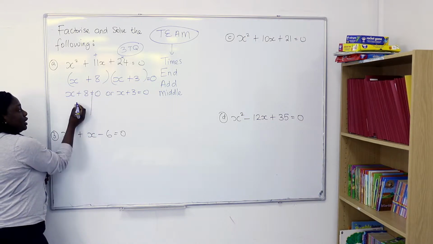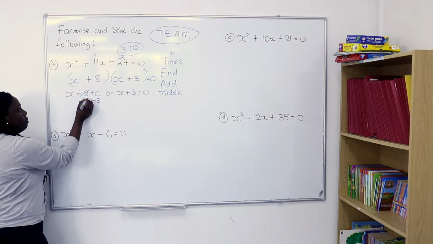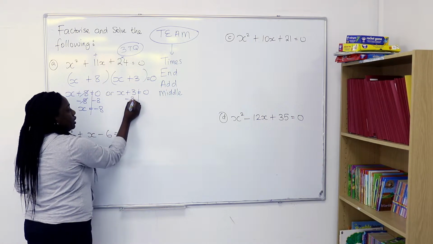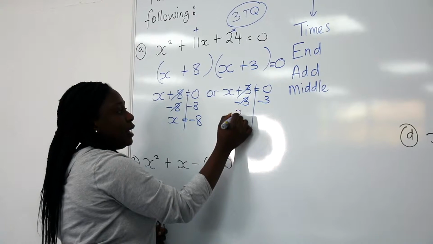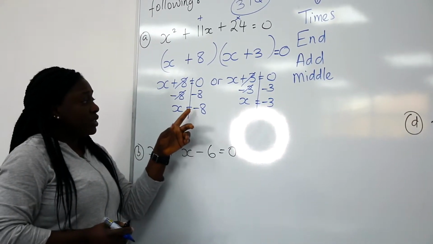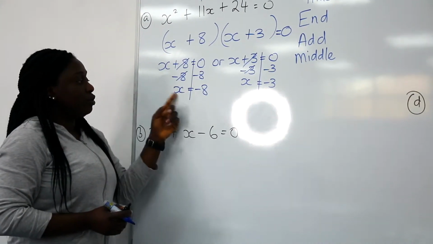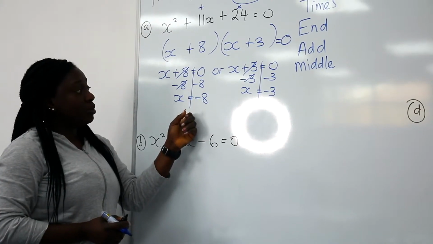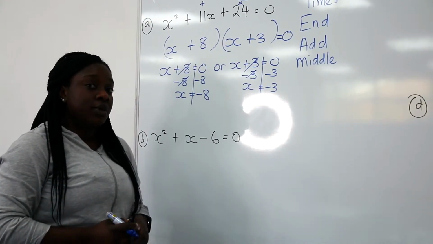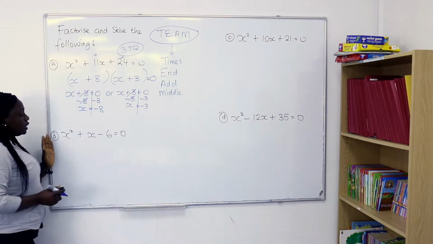If x plus 8 is 0, x would be minus 8. And if x plus 3 is 0, minus 3 from both sides, x would be minus 3. Basically, whatever's in the bracket, the opposite of it would be your answer. So we've got a positive 8 in the bracket, so our answer will be a negative 8. We've got a positive 3 in the bracket, so our final answer will be a negative 3. I hope that makes sense. We're going to move on to the next example.